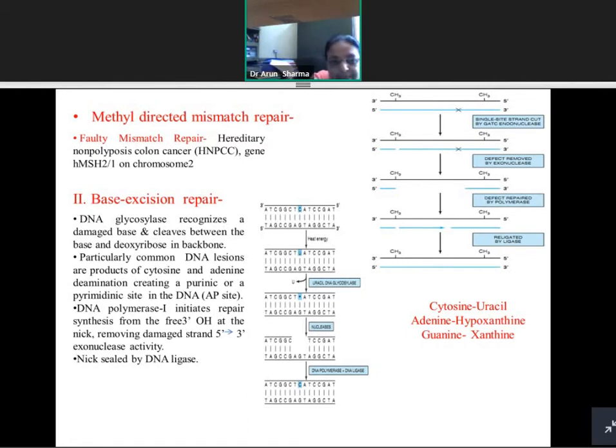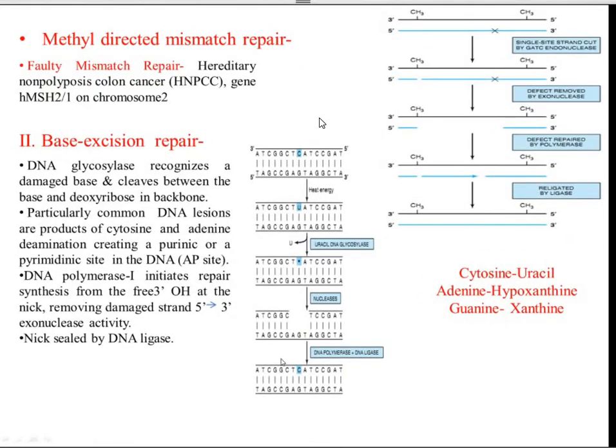Okay? So once this is done, the endonuclease will now cleave off the deoxyribose sugar as well, and DNA polymerase will initiate the repair synthesis from the free hydroxyl end of the link. The damage will be removed, and it will be sealed by the DNA ligase. So this is carried out.